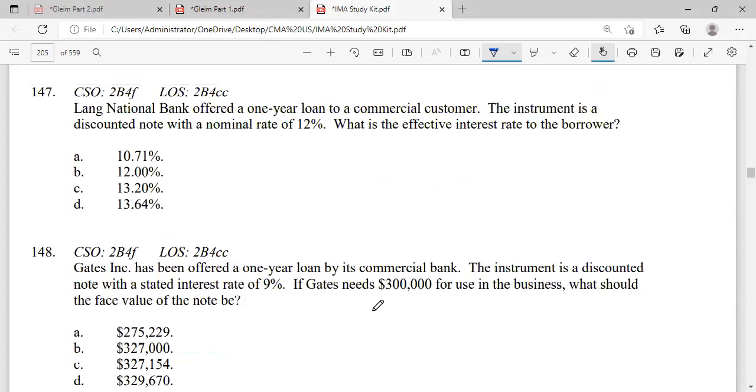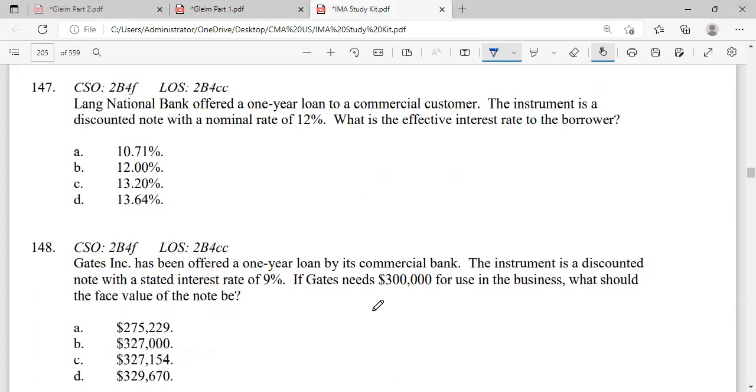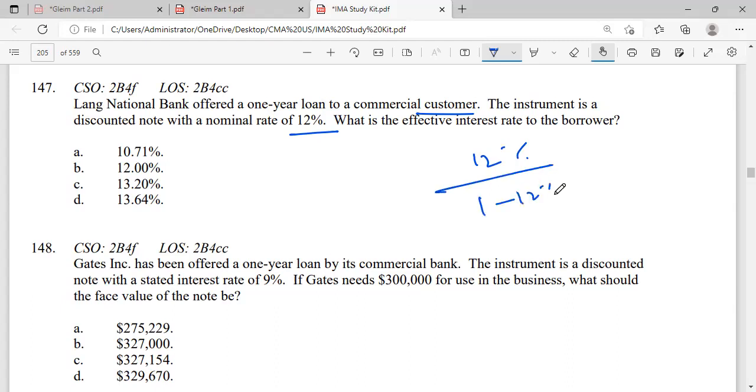Let us move further ahead. 147 and 148. Lang National Bank offered a 1-year loan to a commercial customer. The instrument is a discounted note with a nominal rate of 12%. Now 12% it is discounted at. So what would be the effective rate to the buyer? It would be 12% divided by 1 minus 12%, which equals 12% divided by 88%. Or I just say 12 divided by 88, which is 13.64.